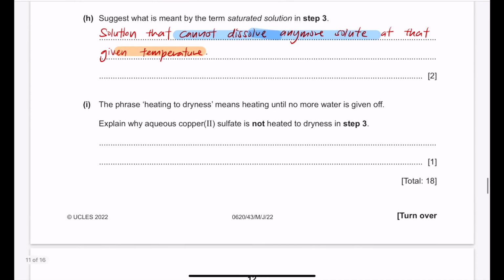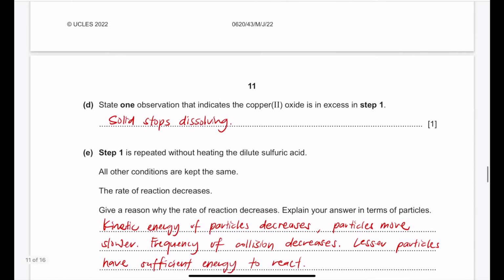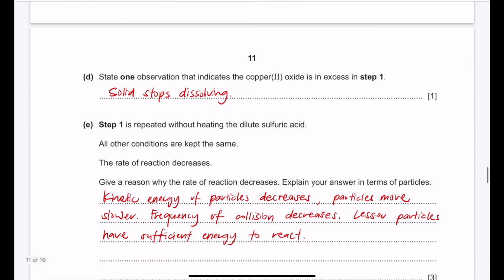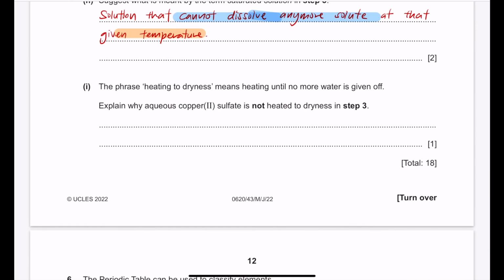Okay, next one, given here: the phrase heating to dryness means heating until no more water is given off. Explain why aqueous copper(II) sulfate is not heated to dryness in step 3. What is step 3? In step 3, we carry out crystallization to obtain the crystals. Remember, crystals are hydrated compounds, containing H2O. If you heat to dryness, it will form anhydrous copper(II) sulfate, which is not a crystal anymore. Without H2O, it is not a crystal anymore. So the answer: it would form anhydrous copper(II) sulfate.